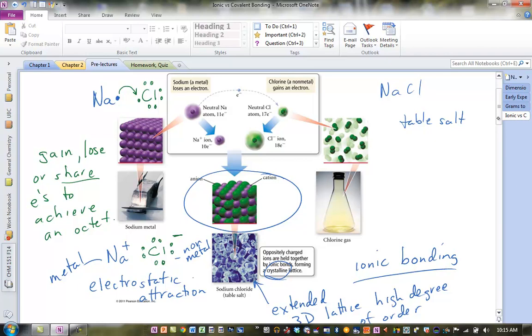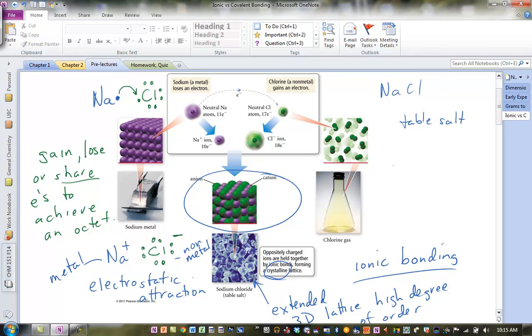I'm going to show you other types of things we're going to focus on as we go on in this course as well. Then we have a cation and an anion that are held together in an extended structure, electrostatic attraction of positive and negative ions. That's what we call ionic bonding. Okay. Now I said it's quite often a nonmetal that gains the electrons.